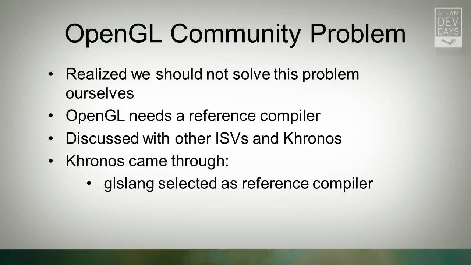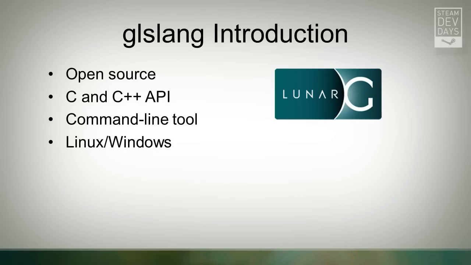However, as we thought about this problem some more, we realized that this is not just a problem for Valve, but basically anyone who's developing OpenGL using shaders. And we came to believe that the right thing is that OpenGL should have a reference implementation. You should be able to find out offline, is your shader conformant with the spec? And we went around and discussed this with other ISVs and within Khronos. And thankfully, Khronos came through and selected glslang as a reference implementation. So I'm going to talk now about what glslang is and how we use it.